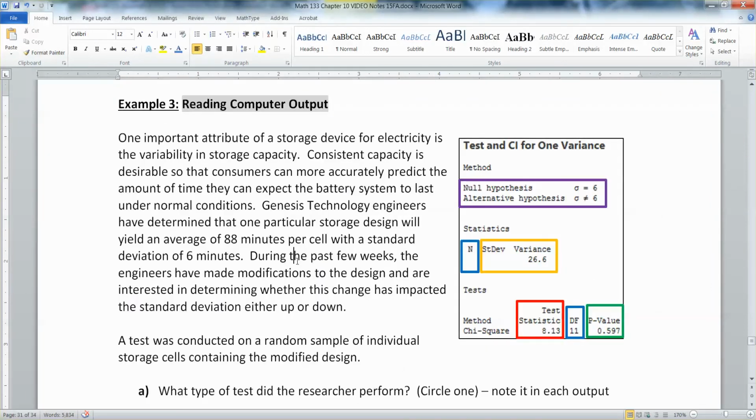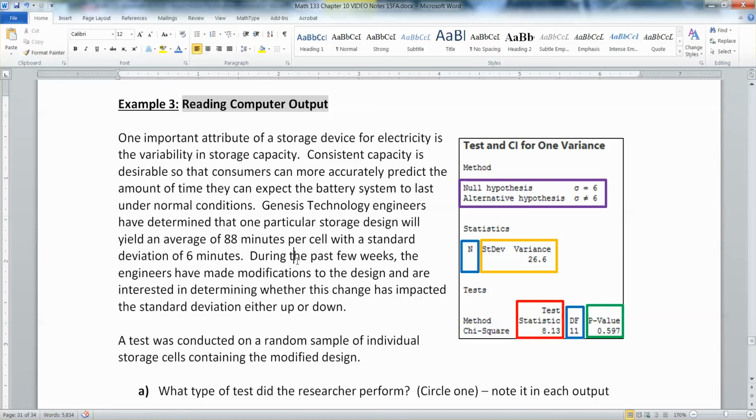So one important attribute of a storage device for electricity, i.e. a battery, is the variability in storage capacity. Consistent capacity is desirable so that consumers can accurately predict the amount of time they can expect the battery system to last under normal conditions. You can imagine there are companies that are working on cell phone batteries. They want them to last a consistent amount, or the companies that buy those batteries want them to last a consistent amount. So Genesis technology engineers have determined that one particular storage design will yield an average of 88 minutes per cell with a standard deviation of 6 minutes.